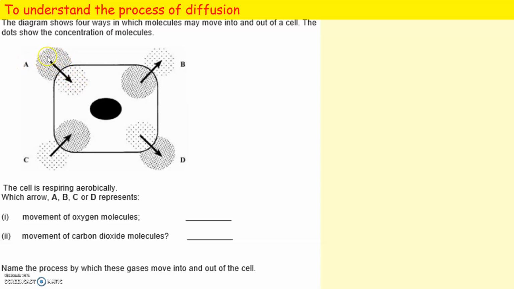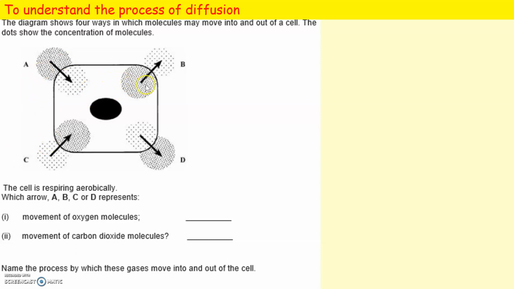Oxygen that is in high concentration outside the cell is moving into the cell. Okay, movement of carbon dioxide molecule. So after respiration, the carbon dioxide will be released. So the carbon dioxide concentration will be high inside the cell.